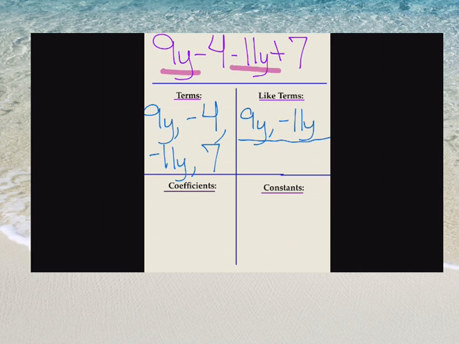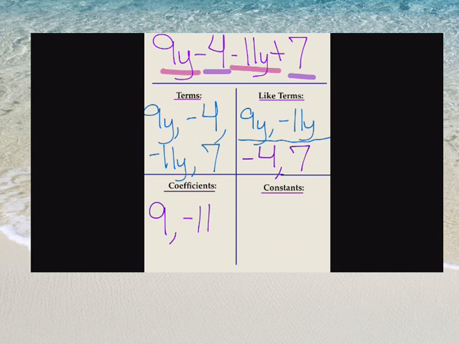Now the tricky thing here is we actually have another set of like terms. Do you see them? That's right, it's -4 and 7. Whole numbers are also considered to be like terms, so we can list another set of like terms to be -4 and 7. Okay, anything that doesn't have a variable attached you would group together. Okay, next thing we're going to talk about is the coefficients. Remember, coefficients are numbers attached to variables. So in 9y, I can write down that one coefficient is 9, and in -11y, my other coefficient is -11.